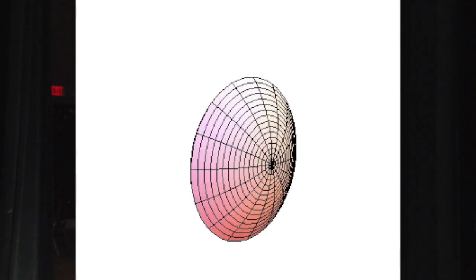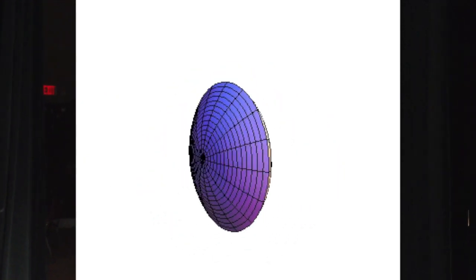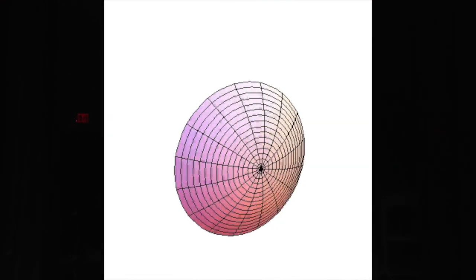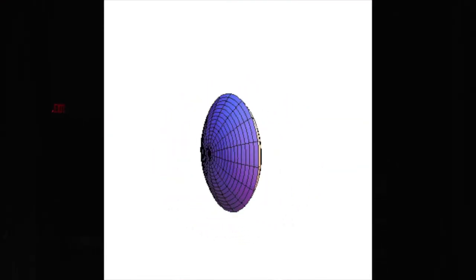Ready? We're filming? I'm filming. Okay, this is a three-dimensional graph of the loaf of bread. This right here is the loaf of bread. They are very similar in almost every way, including color. We made the graph on a computer program called Mathematica, which we also used to figure out the volume and whatnot.